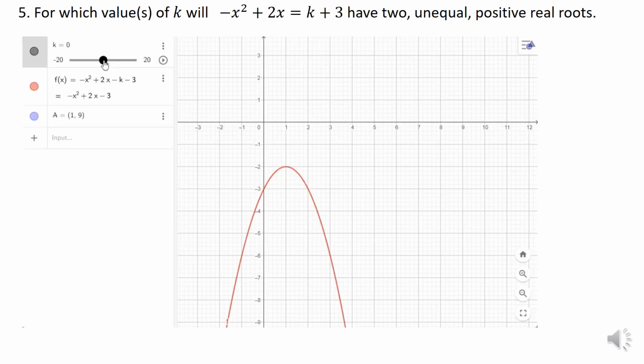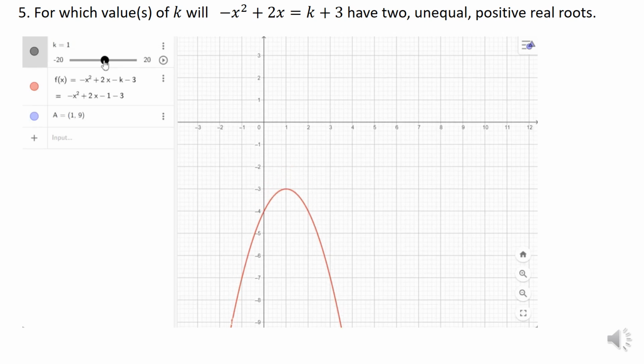Example 5. For which values of k will negative x squared plus 2x equals k plus 3 have two unequal positive real roots? Currently I took over the k and the negative 3. Negative 3 already affected the graph. As you can see, originally there are no roots because the graph is not cutting the x-axis.